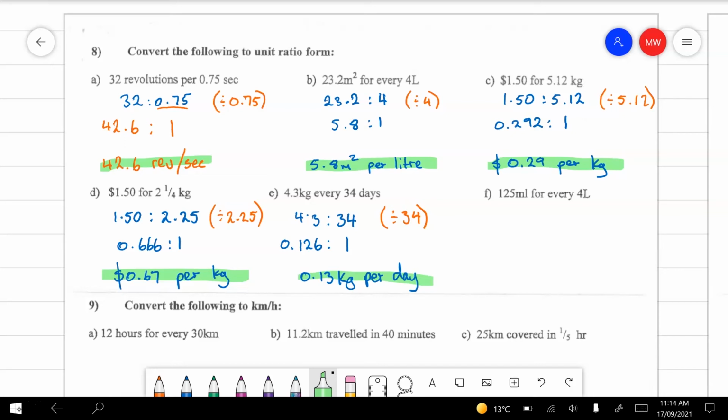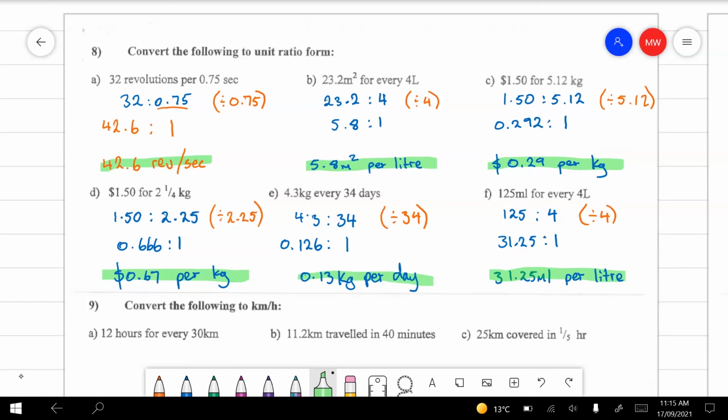And last one, I've got 125 mils for every 4 litres. We'd like to know what it is for every litre. So we'll divide both sides by 4. And I'll end up with 31.25 for every 1. And that means we've got 31.25 mils for each and every litre.